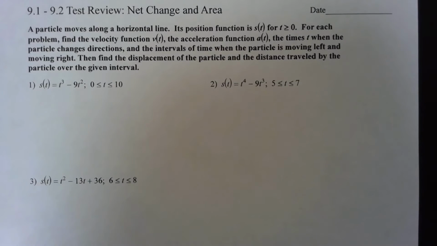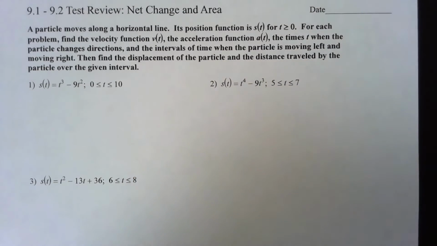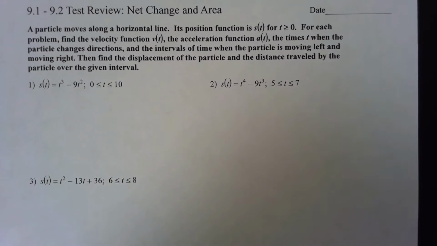time t, the times t when the particle changes directions, okay, and the intervals of time when the particle is moving left and moving right. Then find the displacement of the particle and the distance. So you're finding a lot of information for each one of these. Okay, so as we look at that, we want to make sure that we actually know what that means, like what are we actually trying to find.